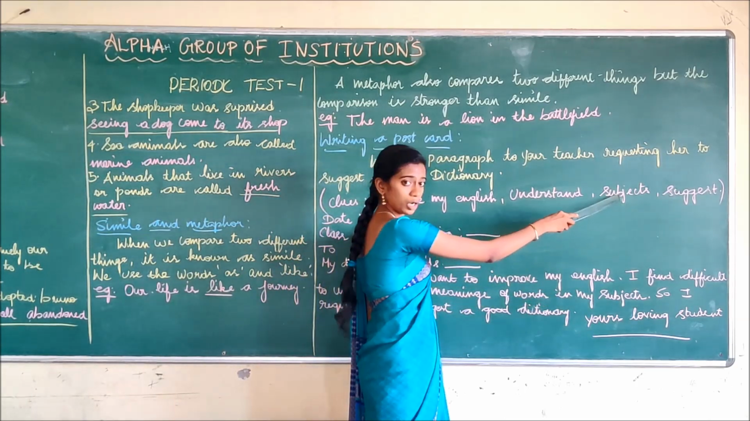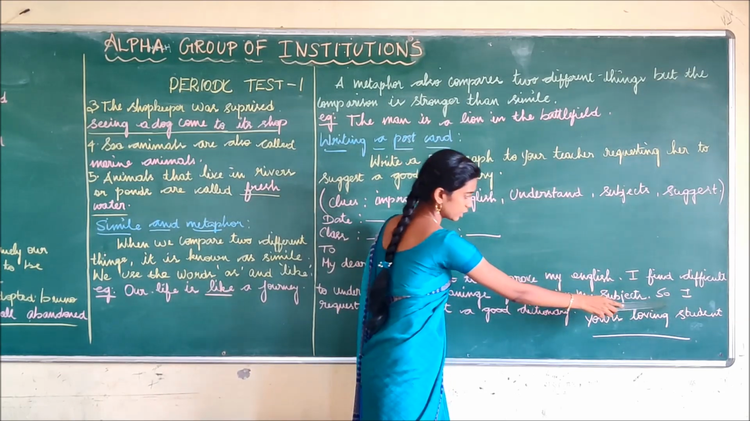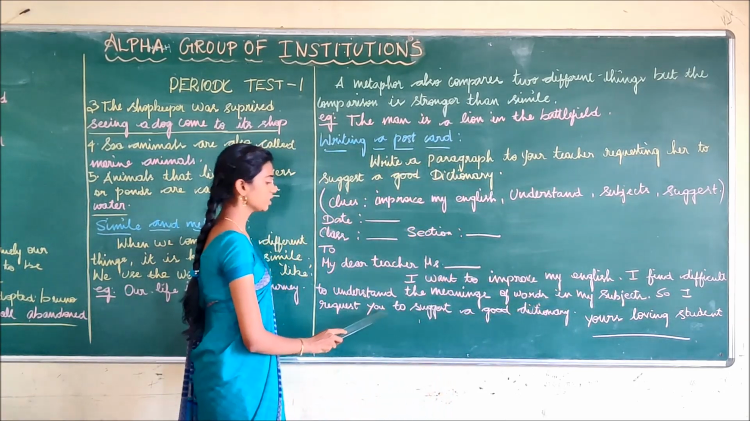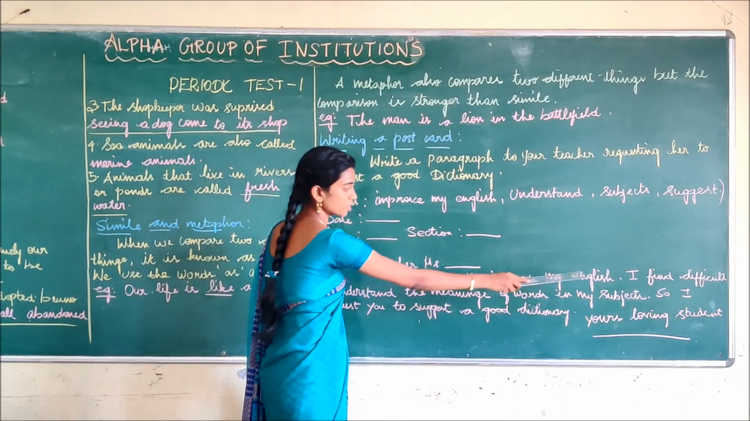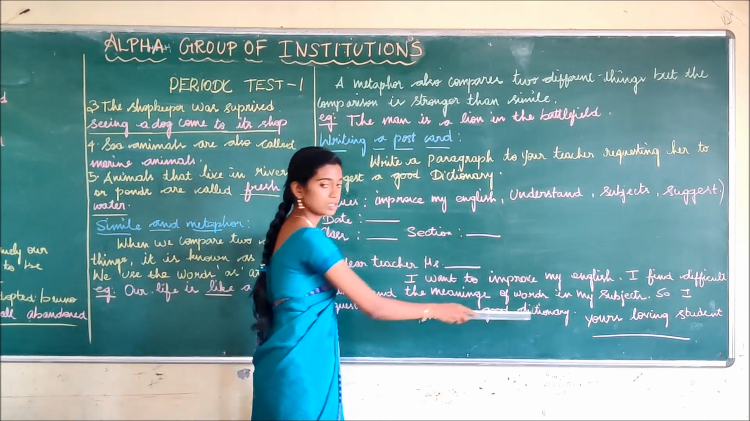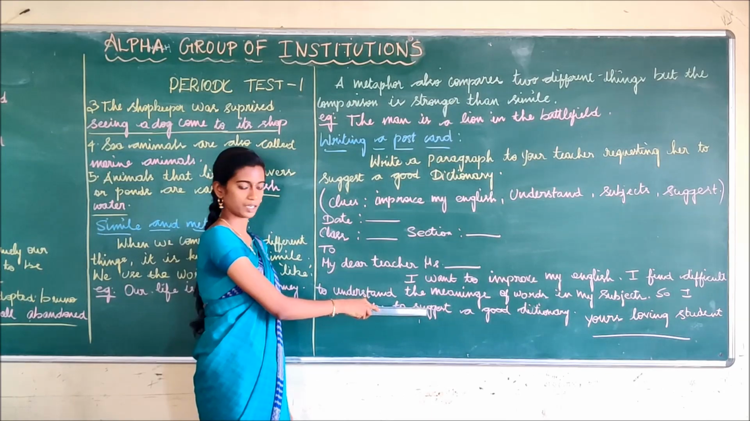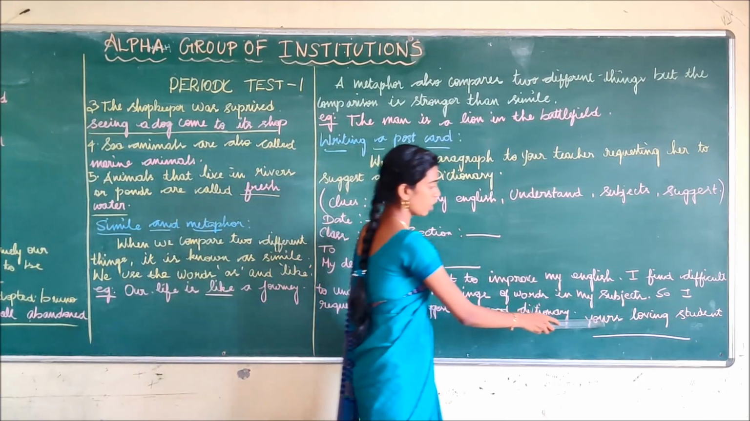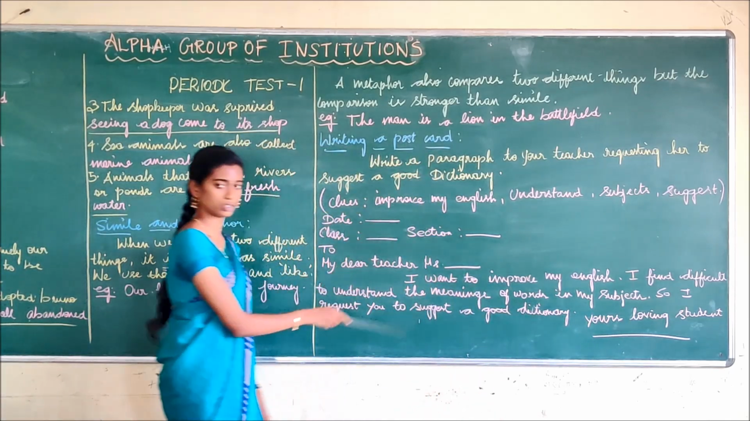So the third clue word is subjects. Okay. At last, suggest. So I request you to suggest a good dictionary. So you have to use these clue words and write the content. Okay. At last, yours loving student, your name. Okay. Have you understood this?